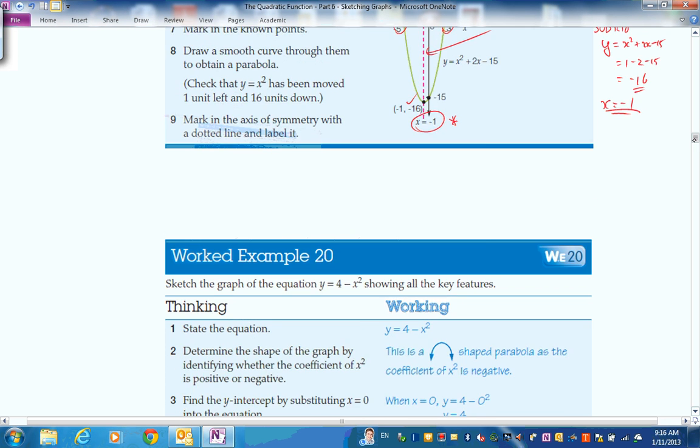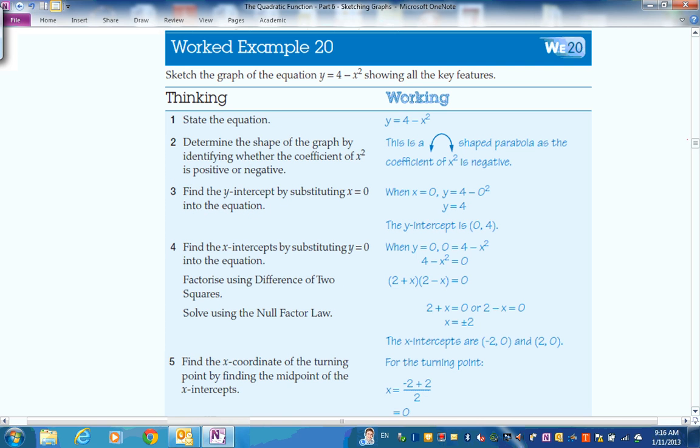I'll just come up here a little bit. Yep, we'll just go to here. y equals 4 take x squared. Okay, look out. They put the x squared second. Neg x squared. So this is going to be concave when you've got that negative in front. Remember, it reflects it in the x-axis. Okay, so let's go through the same thing. Y-intercept, put x is 0. 4 take 0 squared is 4. So it's the point (0, 4).